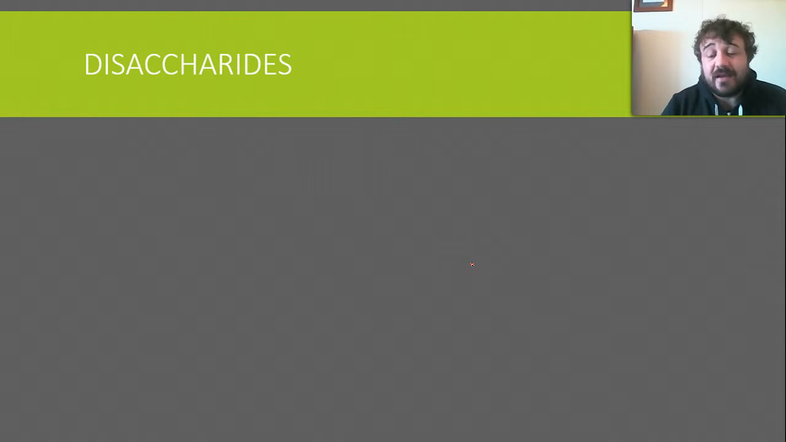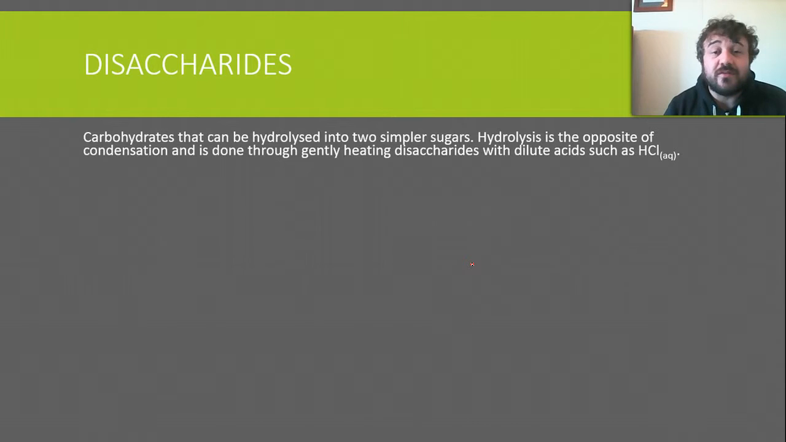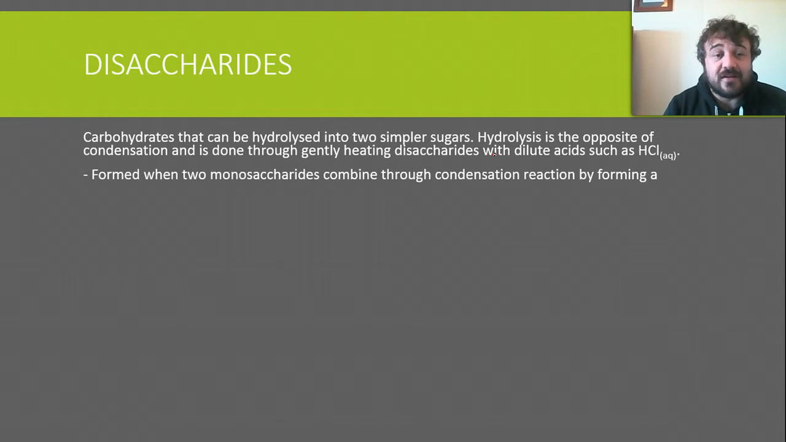So what is a disaccharide? It's pretty simple. It's just two of them joined together. So if a carbohydrate can be hydrolyzed into two simpler sugars, these is at least a disaccharide and might be a polysaccharide. Now, hydrolysis is the opposite of condensation, and we do it through gently heating them with water and acid. And it's always a dilute acid, and the acid is there to catalyze the reaction.